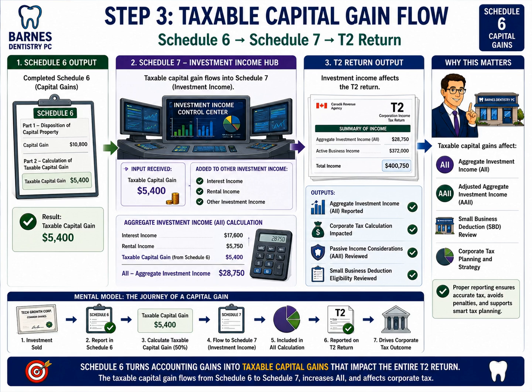The key takeaway from this slide is simple. Schedule 6 is not the end of the process. It is the beginning of the tax reporting process for capital gains. For Barnes Dentistry, a $10,800 capital gain became a taxable capital gain of $5,400. That amount flowed into Schedule 7, increased aggregate investment income, and ultimately affected the corporation's overall tax reporting. Understanding that flow is essential because it connects capital gains to the larger investment income system used throughout the T2 return.